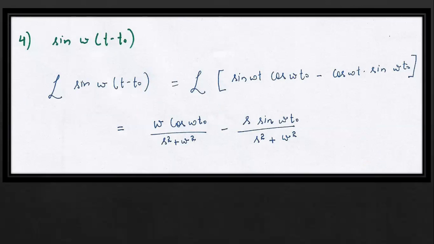So next is sine of omega into (t minus t0). So first you solve sine of omega into (t minus t0). You just expand it. It will be equal to sine omega t cos omega t0 minus cos omega t sine omega t0. Note here that cos omega t0 and sine omega t0 are constants, so they will be out of the Laplace. And on substituting the Laplace transform for sine omega t and cos omega t, we will get this.